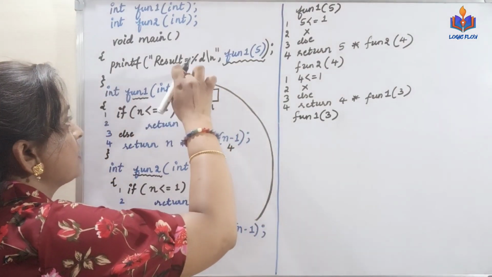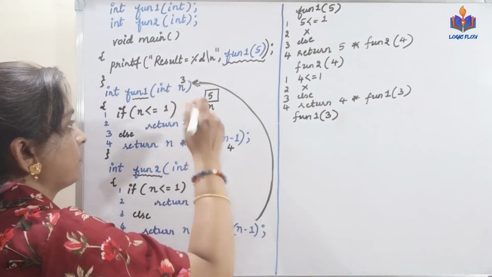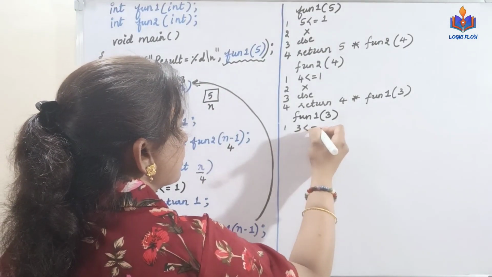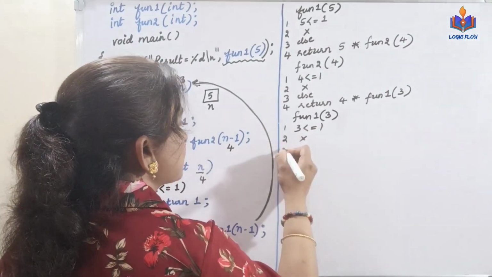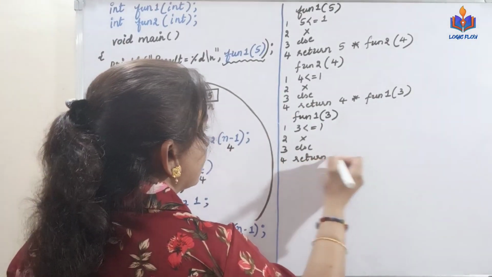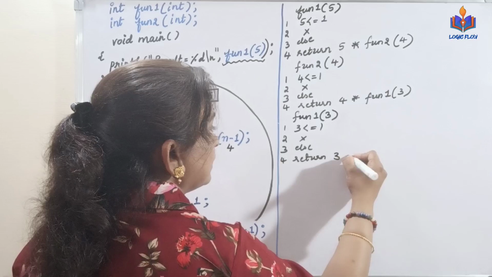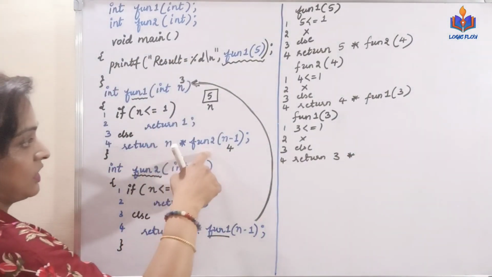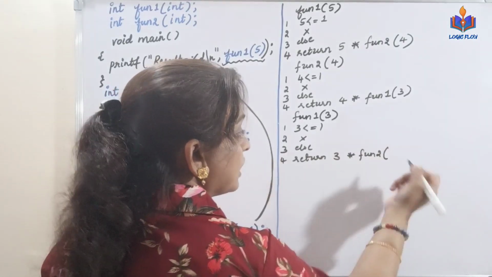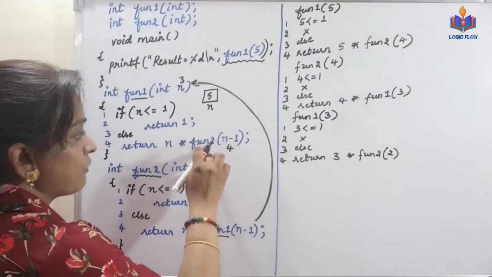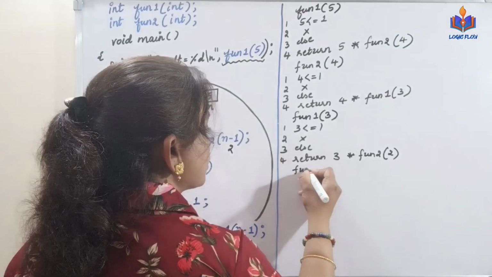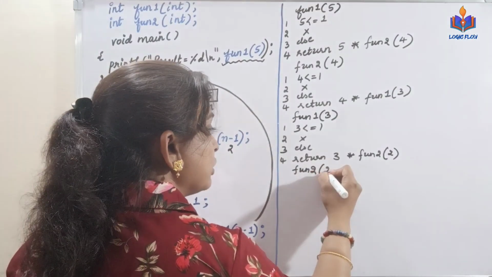So now n is receiving how much? It is receiving 3. So function 1 of 3. Again, all the 4 statements. Is 3 less than or equal to 1? No. Condition not satisfied. I'll come to the else part. Then I'll say return how much? This n value, 3 into, here the recursive case, function 2 of 3 minus 1. It is 2. So I am calling function 2 with the value 2.